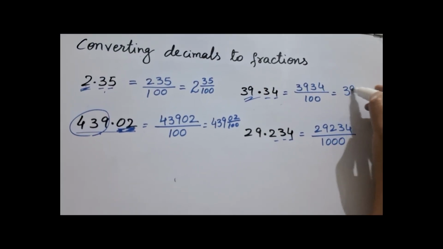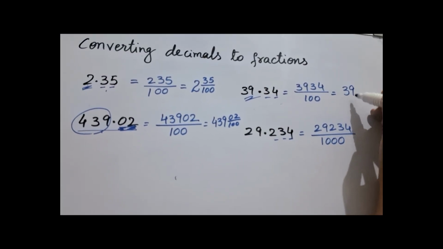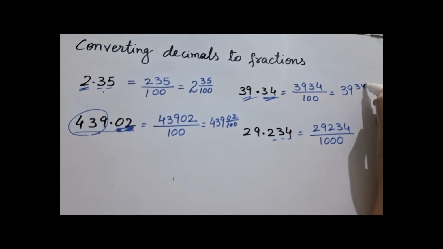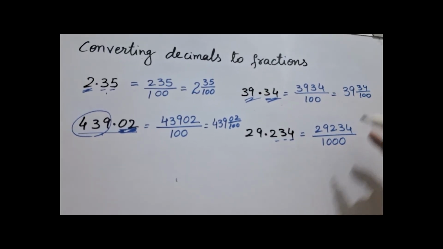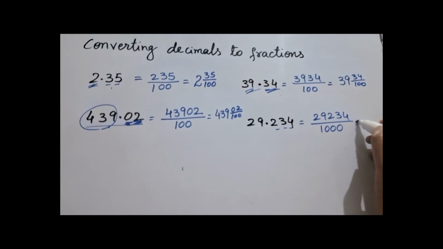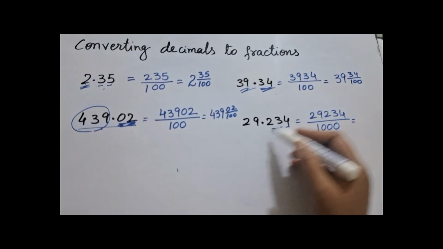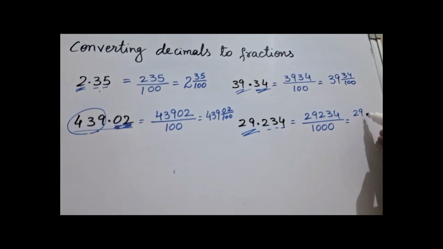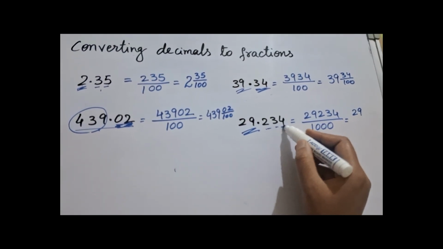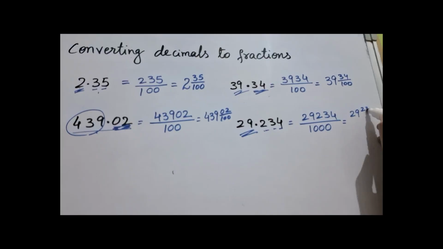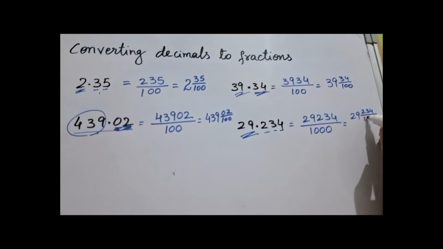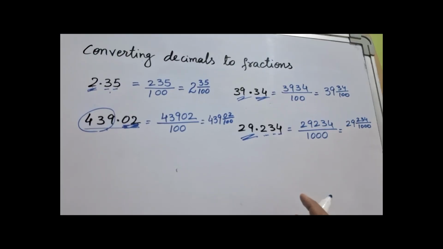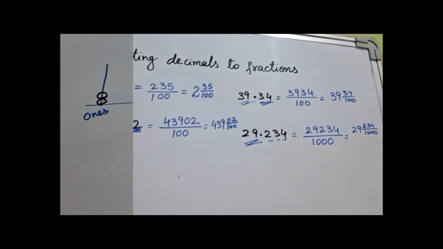So write 39 is the whole number part and fractional part is what? 34 out of 100. 34 by 100. Okay, children. Now this one also similarly 29 is a whole number and 234 out of 1000. So in this way we can convert decimal to fractions, children.